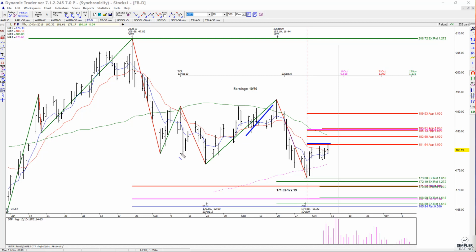Basically, you take these prior low to high swings and you can compare them to the current swings, and you'll find that sometimes they're very similar. So anyway, how would you day trade that?